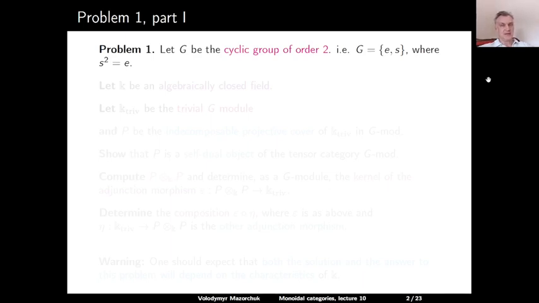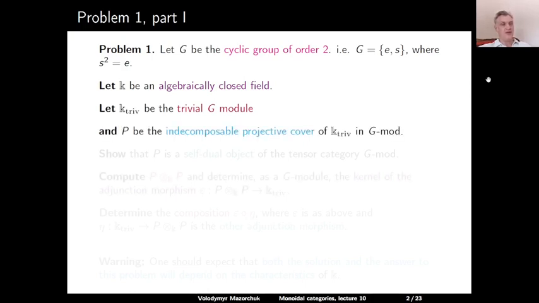elements, E and S. E is the neutral element, and S squared is equal to E. Let K be an algebraically closed field. Let K triv be the trivial G module, and let P be the indecomposable projective cover of the trivial G module. Show that P is a self-dual object of the tensor category G mod of all finite-dimensional G modules.